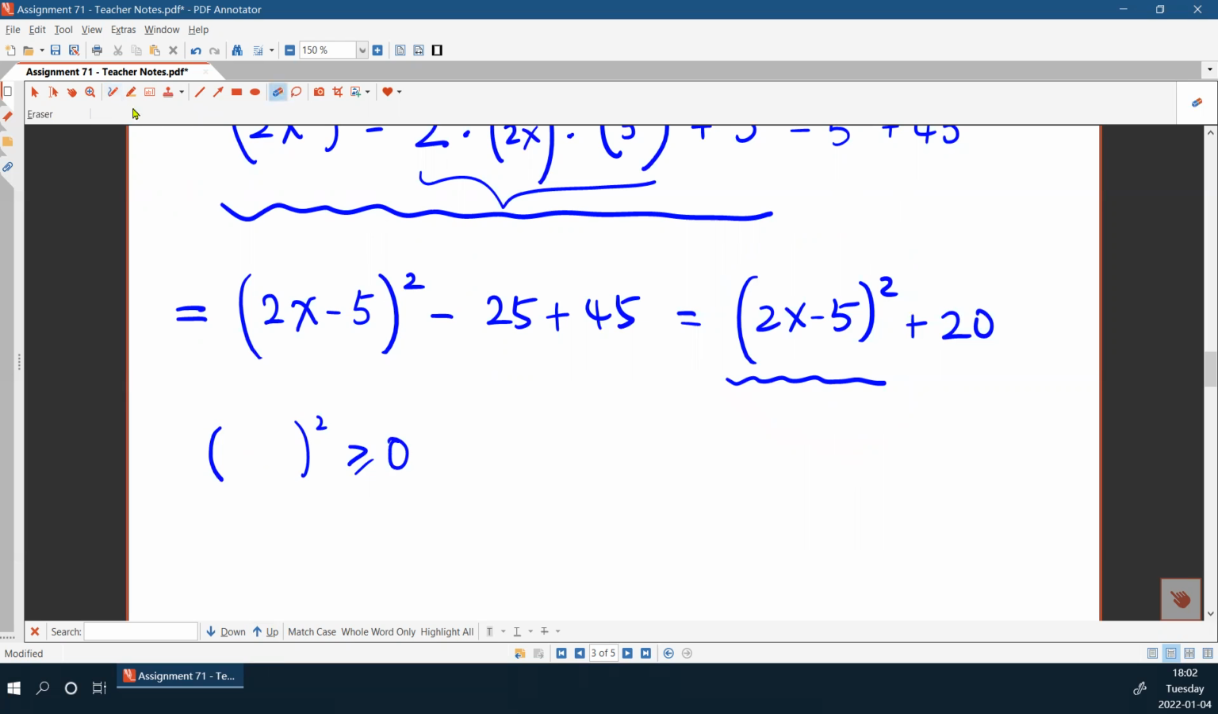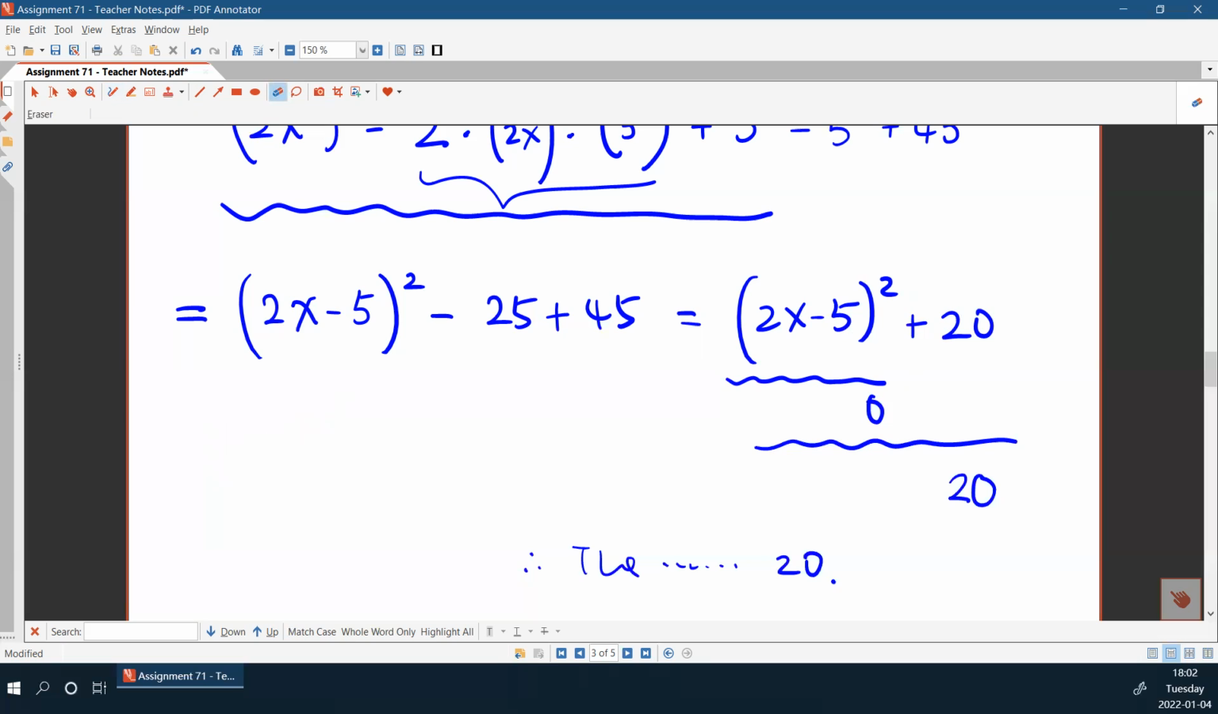Can you follow the logic? Yes. And then the smallest possible value of the first part plus 20 is how many? It's of course 20, right? Therefore, you can make the final statement: the smallest possible value of the original expression is 20. Okay.